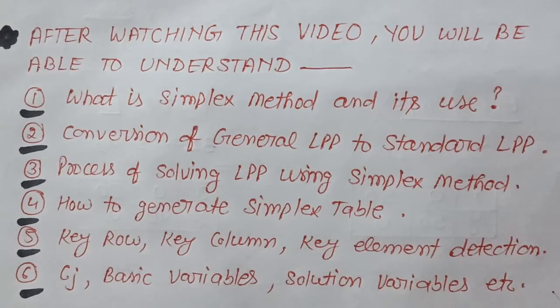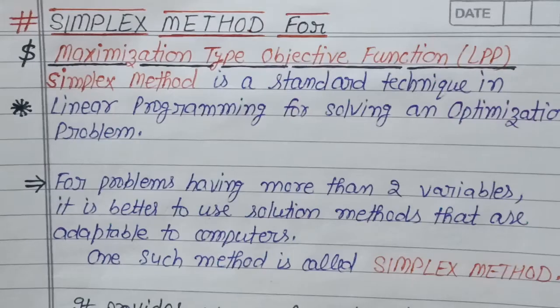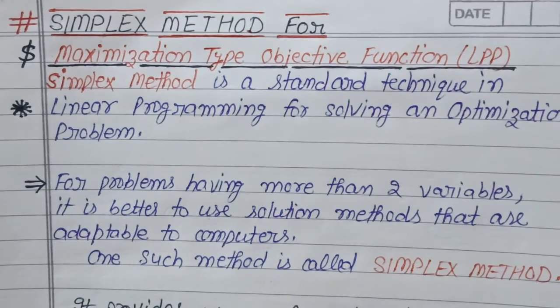how we can convert the general LPP to standard LPP, what the process of solving LPP using the simplex method is, how we can generate the simplex tables, how we can detect the key row, key column, key element in the simplex table, and what the Cj, Zj, basic variables and solution variables are. So let us start with the simplex method for maximization type objective function LPP.